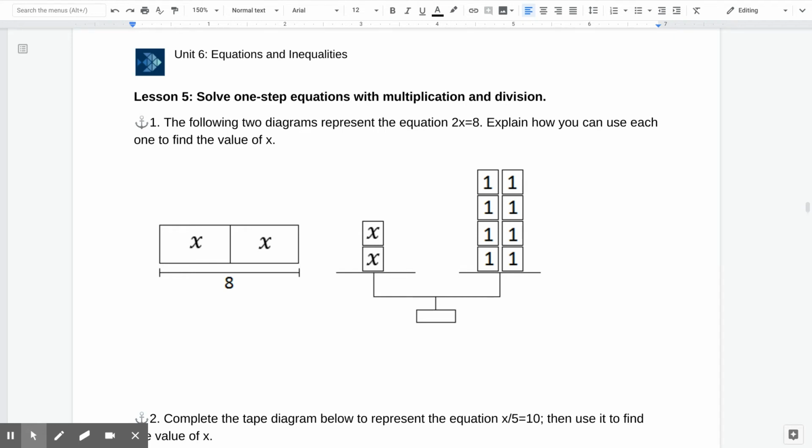Match Fishtank, Unit 6, Lesson 5, Anchor Problem 1. So for number 1, we're going to look at two different diagrams for the equation 2x equals 8.